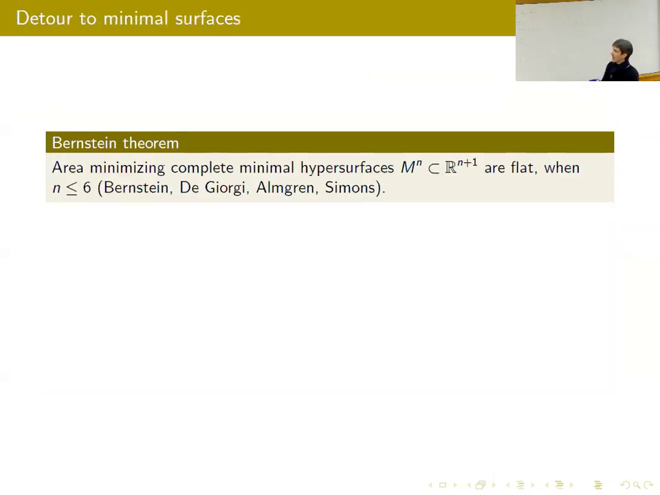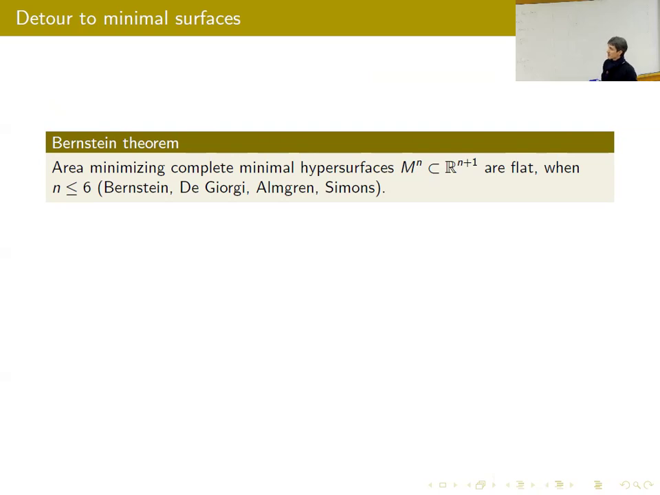So why do I use the moniker Bernstein? Well, there's the classical Bernstein theorem, in which you study complete minimal surfaces that are area minimizing, and they're known to be flat when the dimension of the surface is up to 6. Results of Bernstein, De Giorgi, Almgren, Simons.